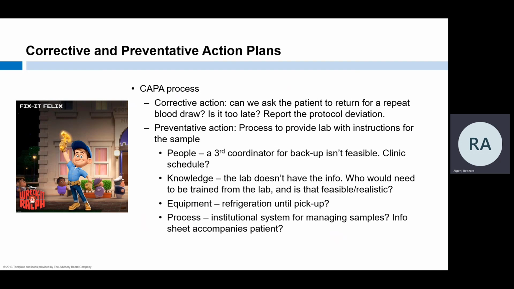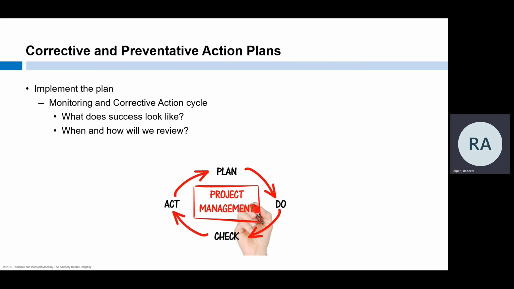What about equipment? Does the protocol or lab manual have instructions on refrigeration or freezing procedures that would apply here? Is that equipment available? What about our process? Is there an institutional system for managing these samples that we aren't utilizing correctly or is not working as intended? Would an info sheet that the patient gives to the lab help if a coordinator isn't able to accompany them? We have our plan. Now we need to put it in motion. What does success look like? And how and when will we check to see if the plan worked?